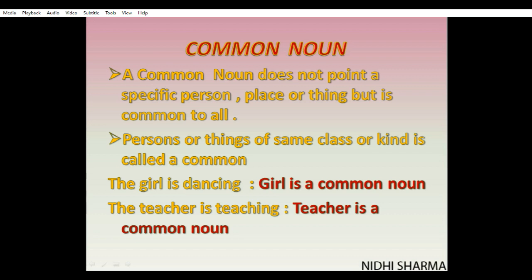Persons or things of same class or kind is called a common noun. Now see the example here. The girl is dancing. So here girl is a common noun because there can be many girls in the world. The teacher is teaching. Teacher is a common noun because there can be any teacher who is teaching.